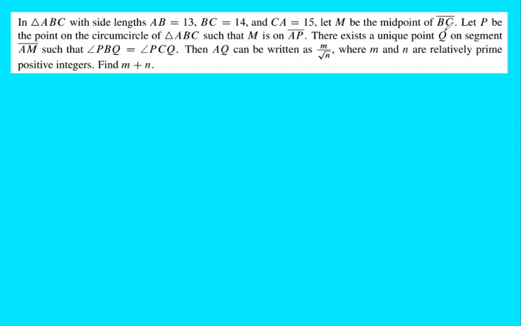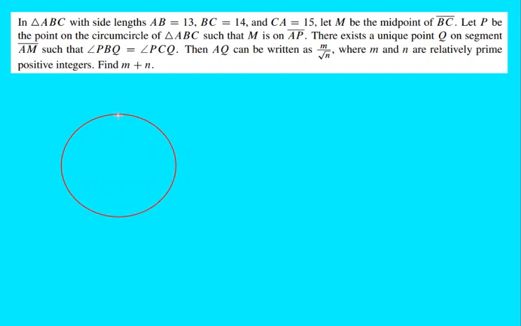Okay, M is the midpoint of side BC, and P is a point on the circumcircle of the triangle ABC such that M is on AP. Okay, this is kind of not obvious without actually having a picture, since we are told there is a circumcircle of that triangle, right? Which is why we do need a circle. So let's go ahead and maybe start with that.